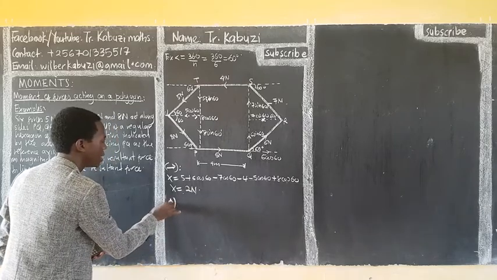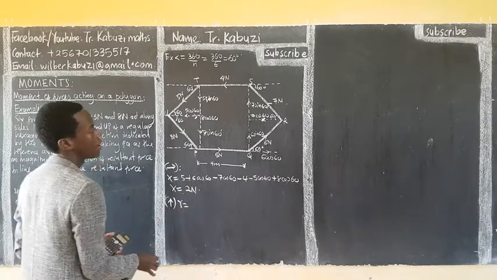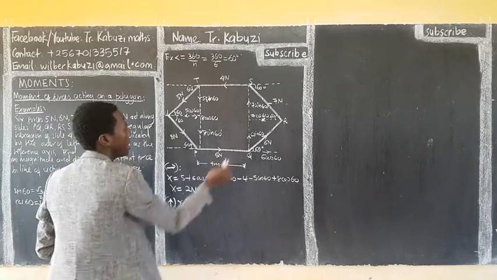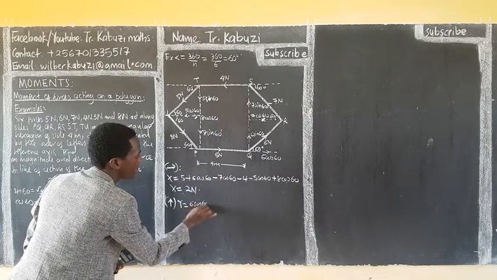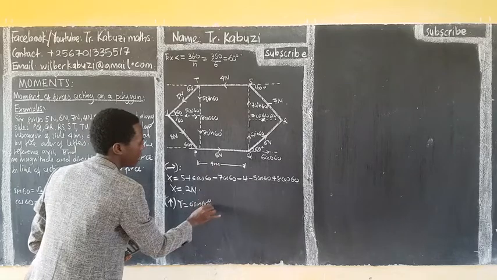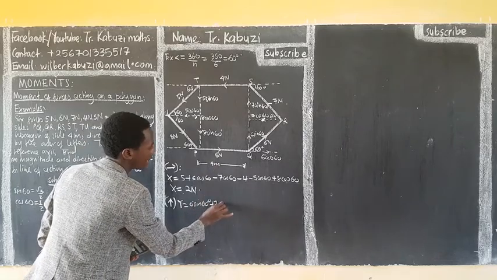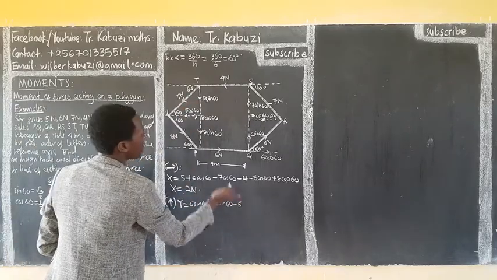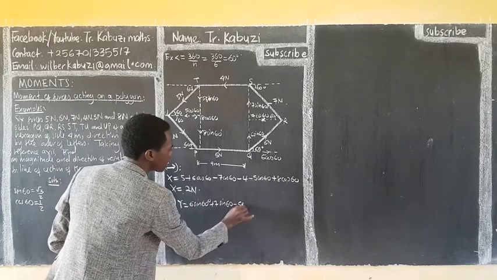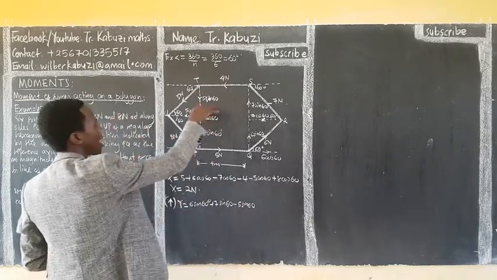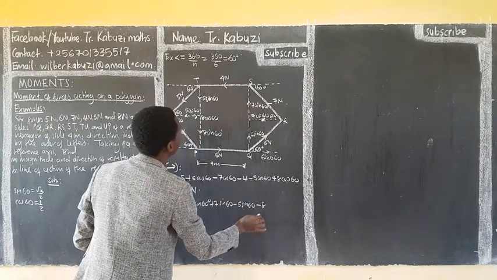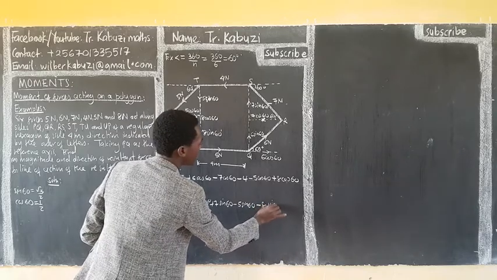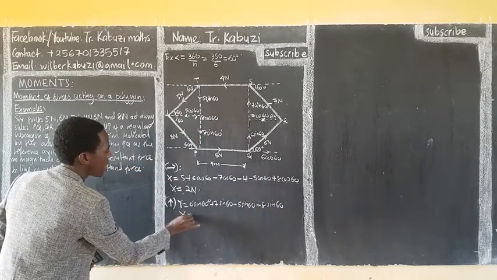And now I try to resolve this vertically. Vertically, what do we have? We have this one, it is going to give us 6 sine 60. Then we have that plus 7 sine 60. Then we have this one going down, minus 5 sine 60. And then this one also going down, minus 8 sine 60. And then you see our y.